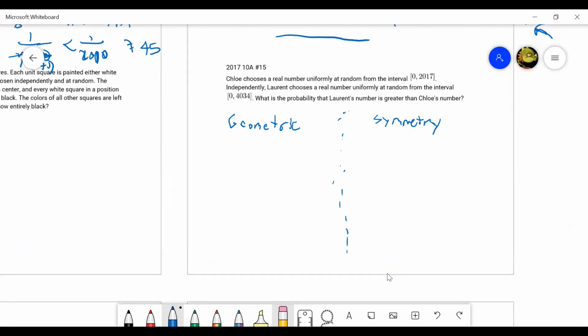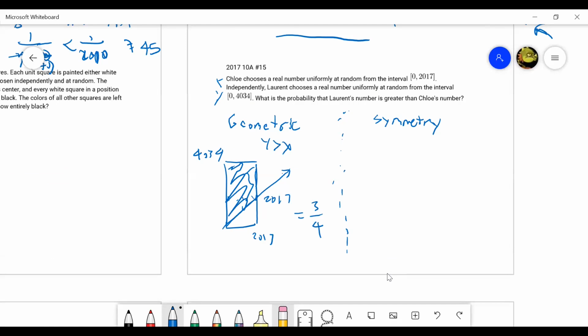if you let Chloe, for example, be the X and Laurent be the Y, you'll have a rectangle with side lengths of 2017 and 4034. And the line is just Y is greater than X. So this just looks like this. And it's just whatever the section above the line is. Since this is Y greater than X, this point here is also 2017. And it just so happens that in the numbers they gave, 2017 is 1/2 of 4034, which makes the calculation super easy.